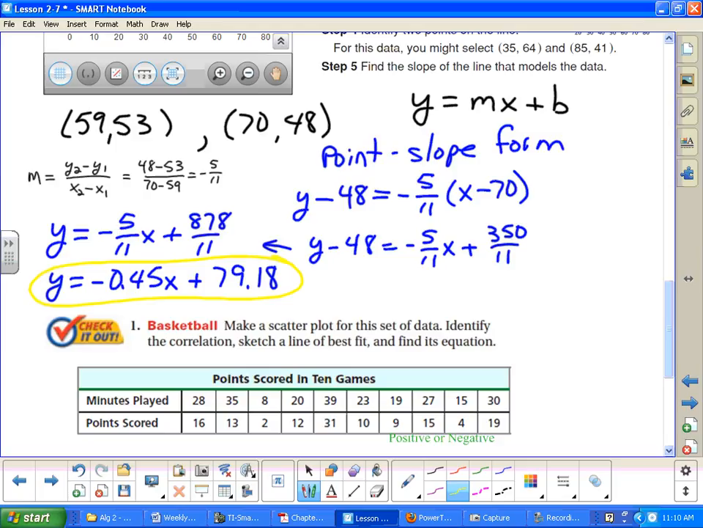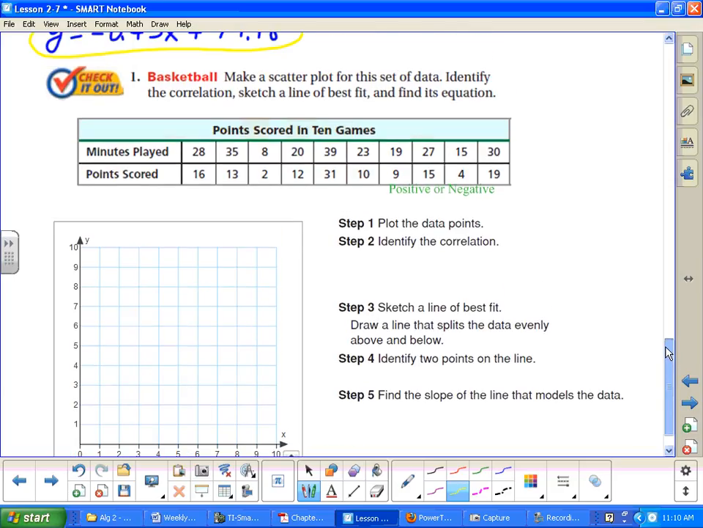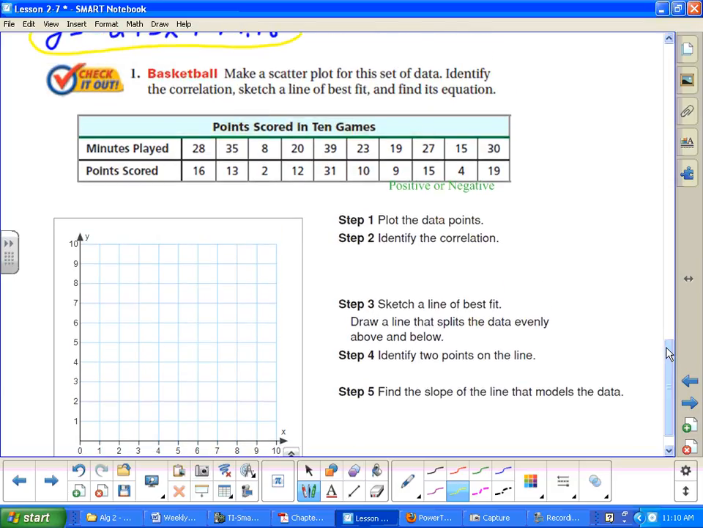So we make a scatter plot, take those numbers and figure out whether we have positive or negative correlation. Pick a couple numbers that are on our line and graph them. Then find the equation of the line that best fits. Okay. So I want you to do it with this. Check it out here.